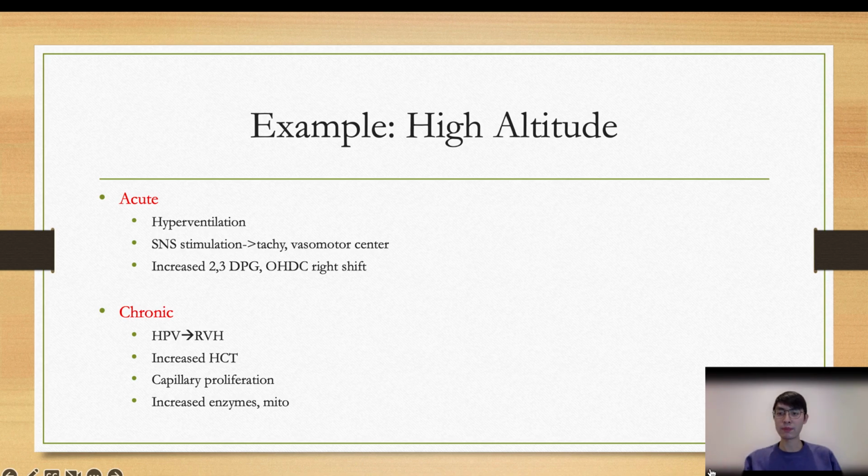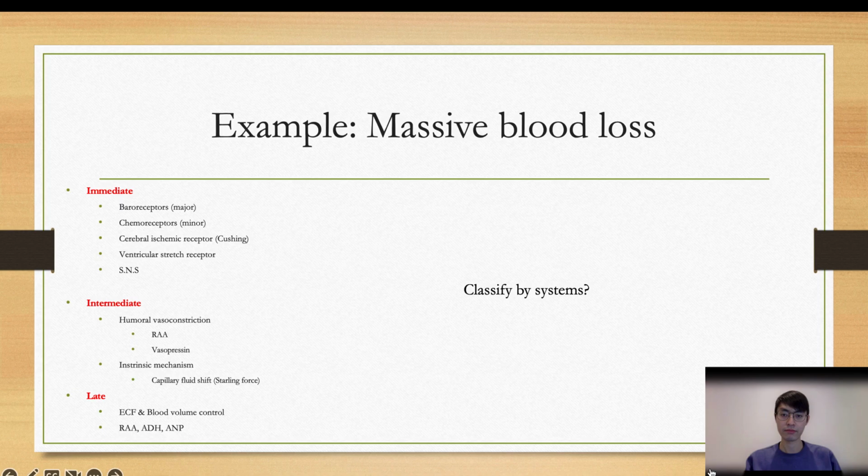Another way to classify is by the time of onset. For example, if you get asked about what effects high altitude has on our body, we could classify the effects into acute, which include hypoxia, triggering chemoreceptors and causing hyperventilation, stimulated sympathetic nervous system causing tachycardia and increased vasotone, and increase in 2,3-DPG, shifting the oxyhemoglobin dissociation curve to the right. While chronic effects are the hypoxic pulmonary vasoconstriction causing right heart failure, increase in the hematocrit, capillary proliferation, and increased mitochondrial and enzyme activities.